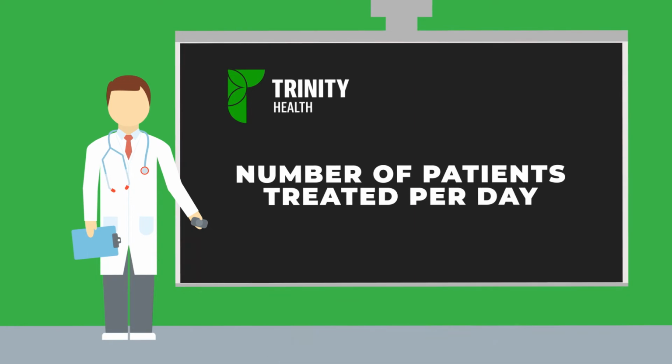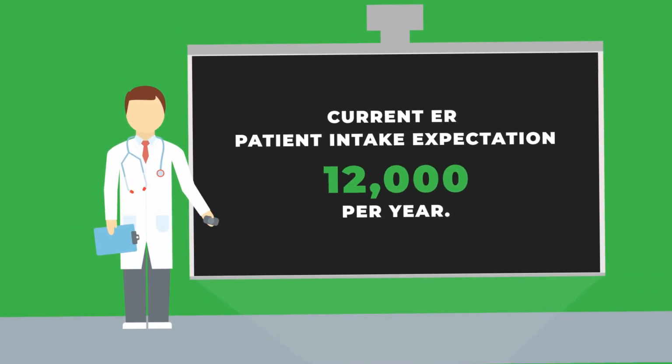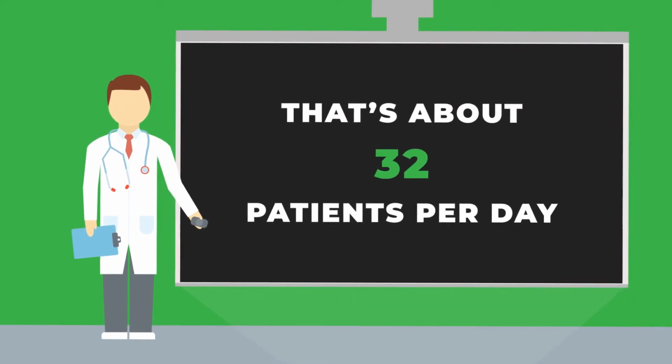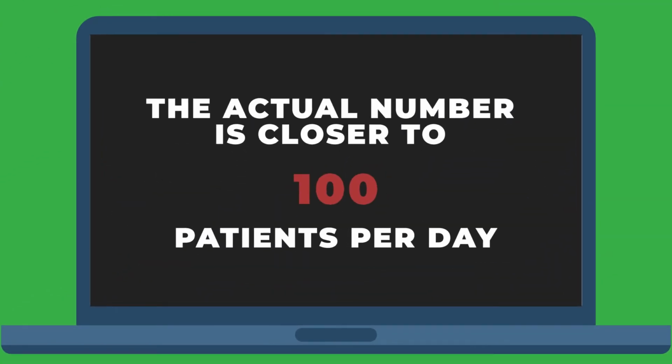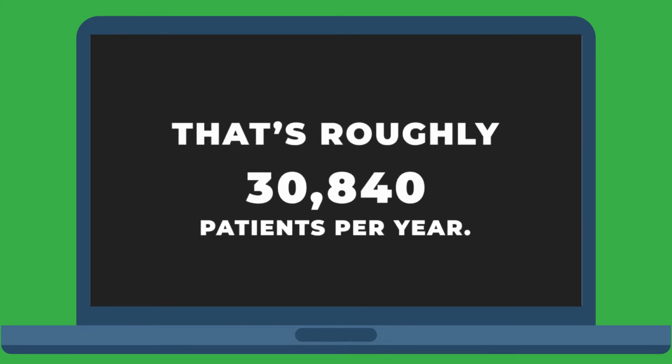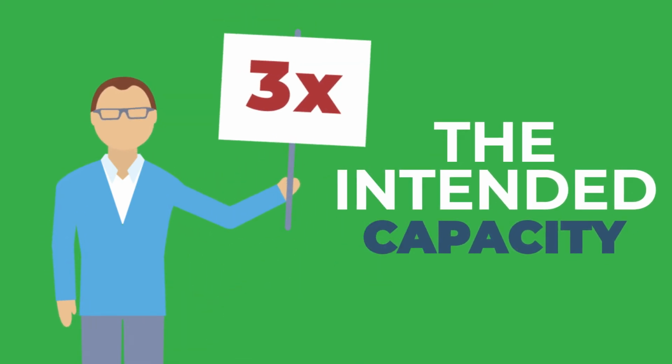That brings us to our second key measurement, the number of patients treated per day. The current ER was built with expectations of 12,000 patients per year. That's about 32 patients per day. The actual number of patients seen is closer to 100 patients per day. That is roughly 35,600 patients per year. This is nearly 3 times the intended capacity of our current ER.